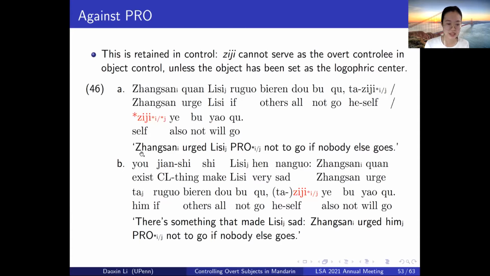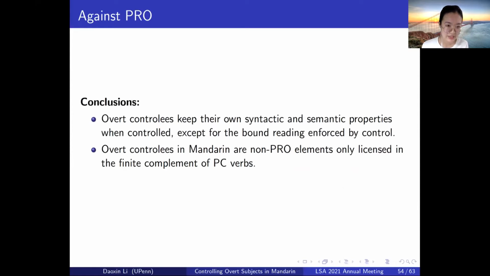But again, if we deliberately make the object our logophoric center by saying there's something that made this person very sad, then now this word 自己 can be bound by the object. And so it's grammatical to use it as the overt controllee here. So this suggests the word is still a logophor when it's controlled. It's not lexical like the big PRO. So to summarize, in this section, we show that overt controllees keep their own syntactic and semantic properties when controlled, except for the bound reading enforced by the control construction.